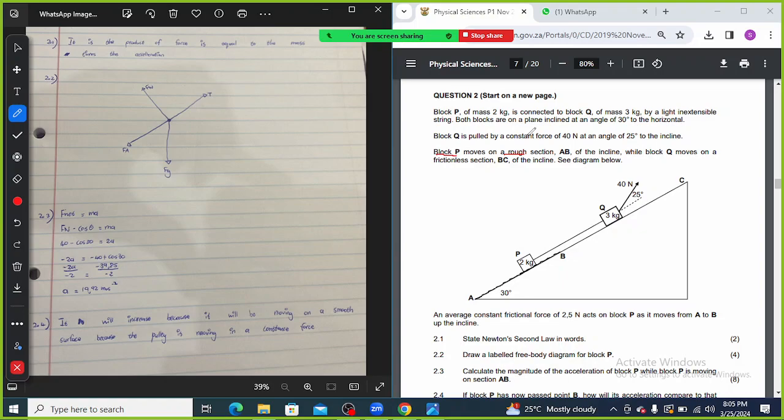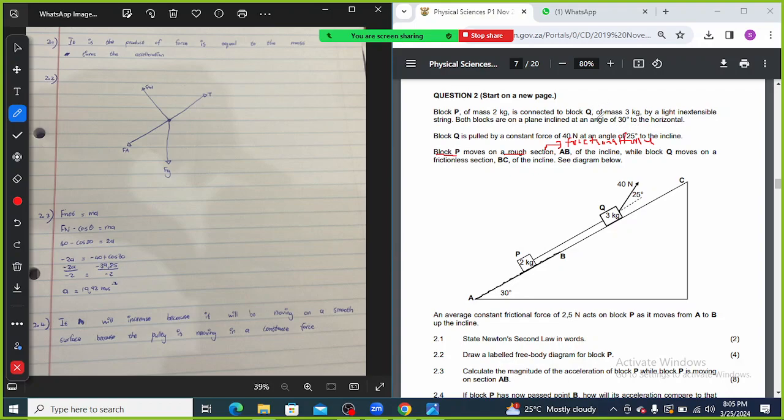If they're saying it's moving on a rough surface, does it mean that it's moving at a lower velocity or acceleration? So once they say a rough section, you have to know that there is a frictional force. Once they say an object is moving on a smooth surface, you have to know that there is no frictional force. Any question here? No. All right.